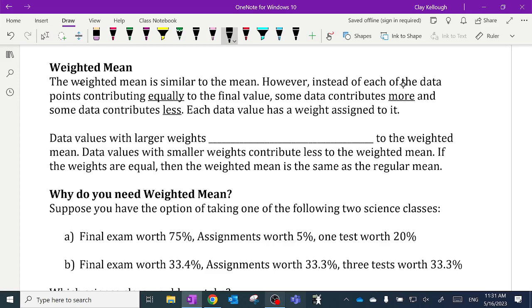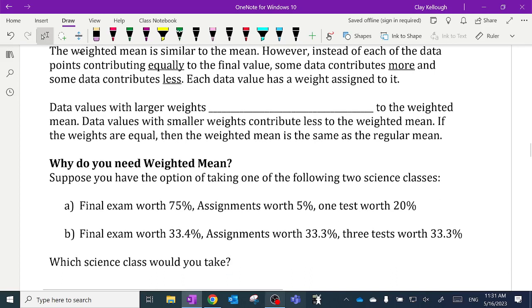The weighted mean is similar to the mean. However, instead of each of the data points contributing equally to the final value, some data contributes more and some data contributes less. Each data value has a weight assigned to it. Data values with larger weights contribute more to the weighted mean. Data values with smaller weights contribute less to the weighted mean. If the weights are equal, then the weighted mean is the same as the regular mean.